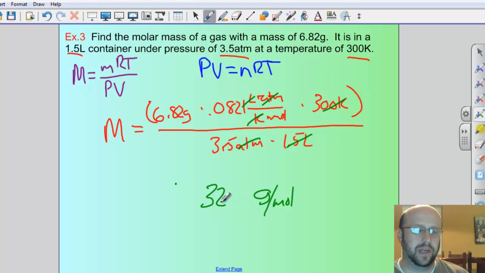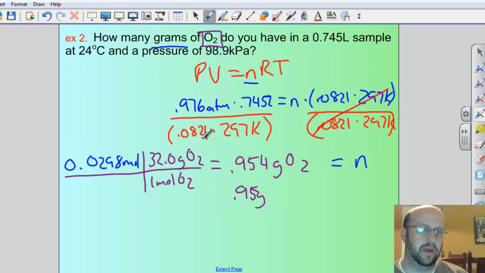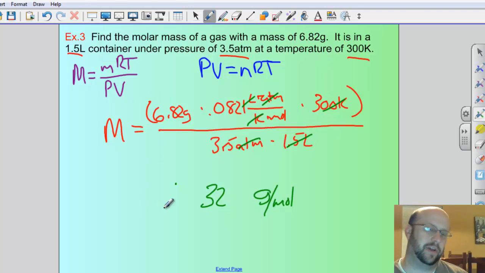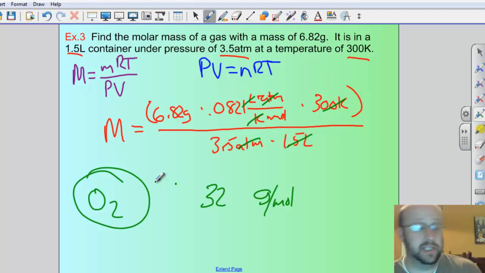You know what the cool thing is? 32 grams per mole sounds kind of familiar, right? So what's that gas? We can identify the gas from that. That means that gas is most likely O2. It doesn't have to be. There's a couple other things it could be, but that's probably what it is.